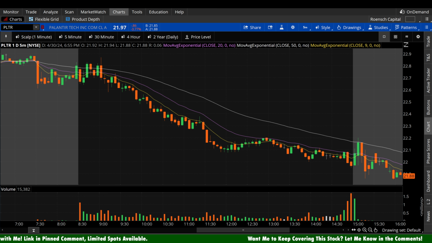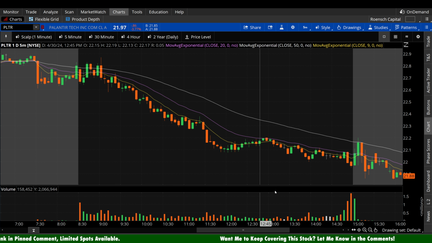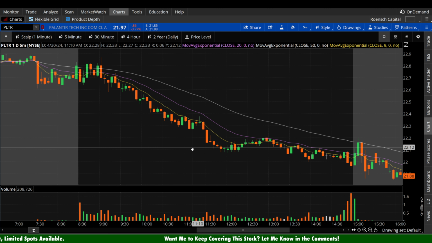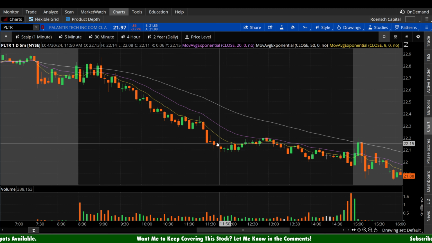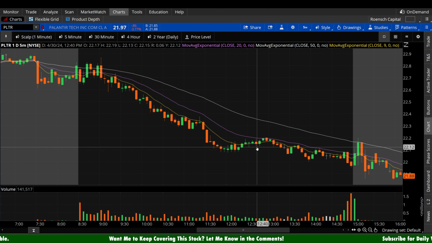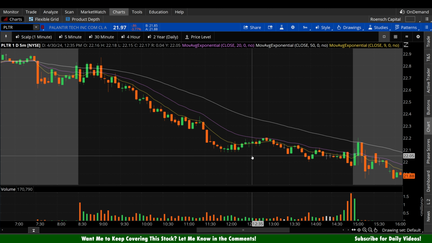Now, since the movement here on Palantir was really kind of grindy to the downside, I'm just going to look at the entirety of the volume profile, maybe with a little bit of an emphasis on this accelerated downside push that we got intraday, and then the flattening out and slight little bounce.